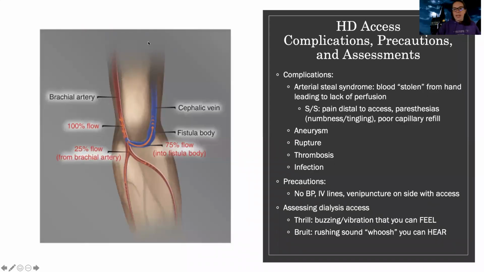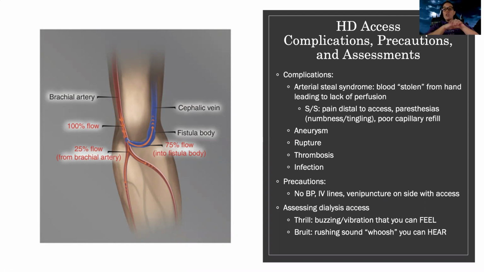So let's talk about complications. Just as with peritoneal dialysis, there are complications in hemodialysis too. First and foremost, we're diverting and doing things with the blood vessels. We're putting two things together, the artery and the vein. So there's what's called arterial steal syndrome. And this is literally blood being stolen from the hand.